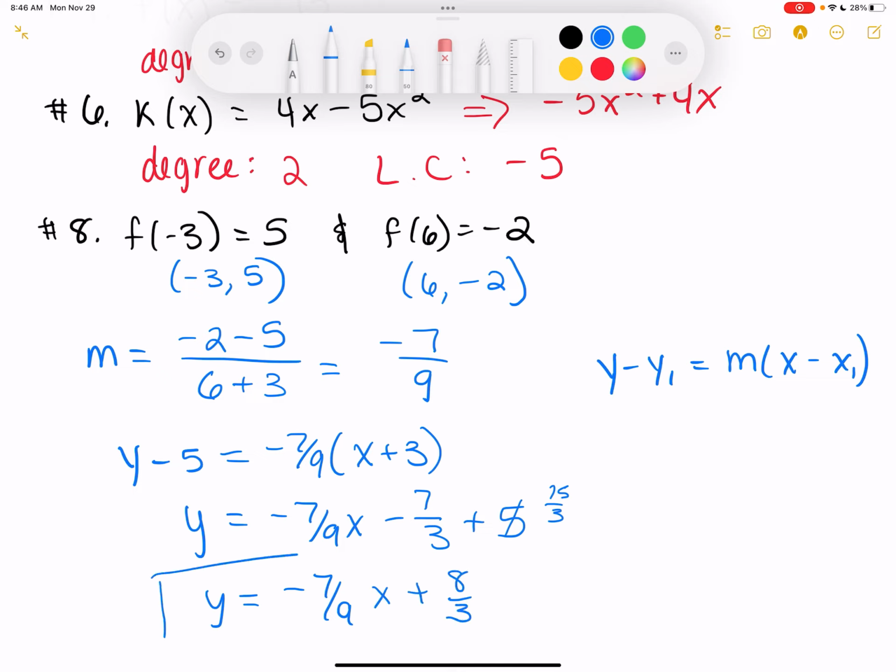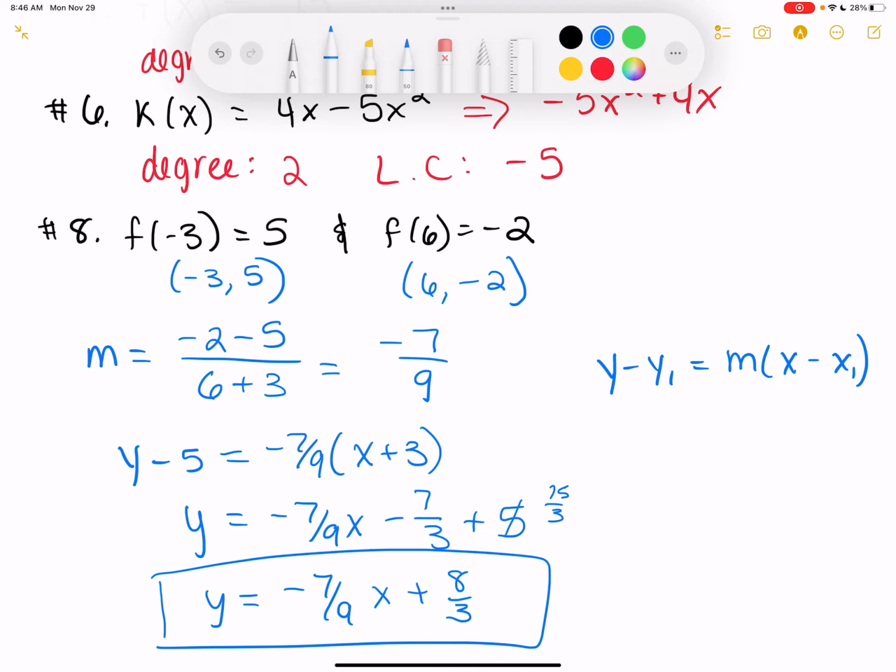So y is equal to -7/9 x plus 8 over 3. That's your answer. Yay. This is pretty simple. Oh, I see. And then we don't have to do degrees or anything? Do what? That we don't do degrees? The thing you just did on the top in the red? No, this one's not asking for that.